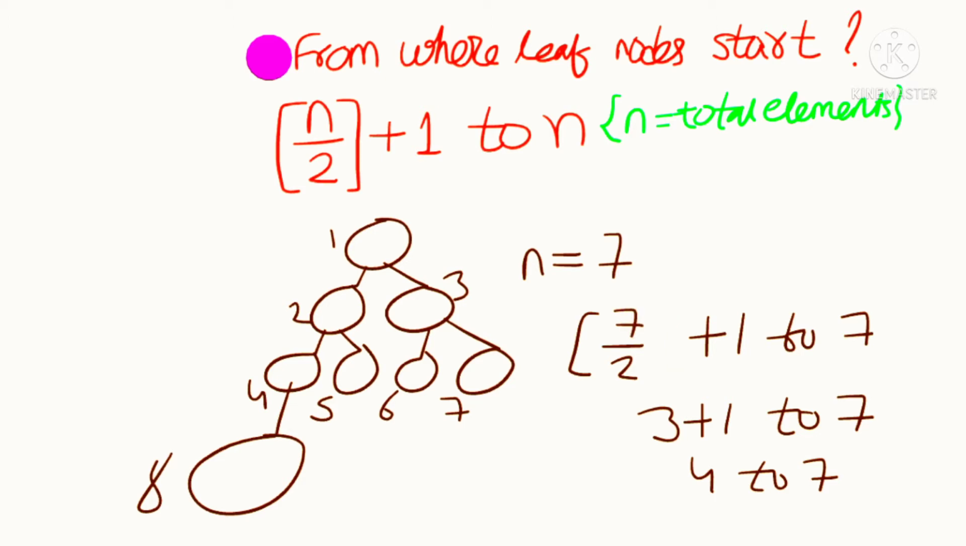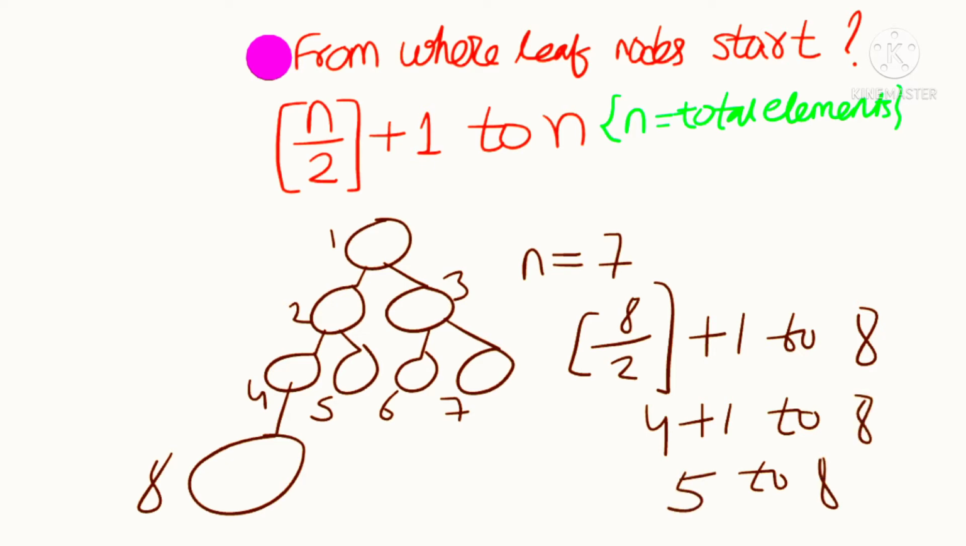Let us calculate. Now this 7 will become 8. So it will be 8 by 2 plus 1 till the 8th element. 8 by 2 is 4. So 4 plus 1, it is 5. See, from the 5th to the 8th element we are getting the leaf nodes. Why not 4?